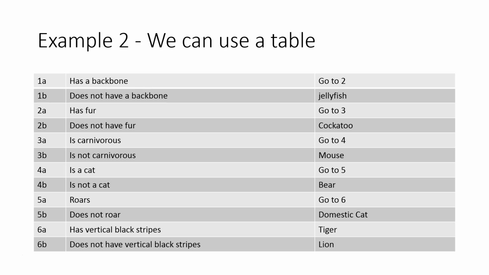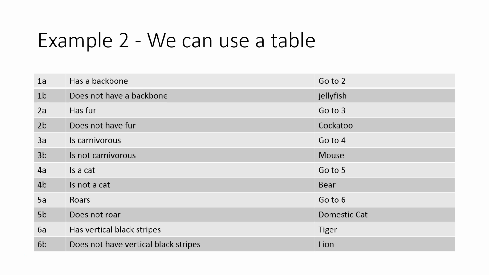We can also use a table. For example, if we ask ourselves, does this animal have a backbone? Where the answer is yes, we go to step number 2. Then we ask ourselves, does this animal have fur? If the animal does not have fur, then it's a cockatoo. Let's look at one more example using the table.